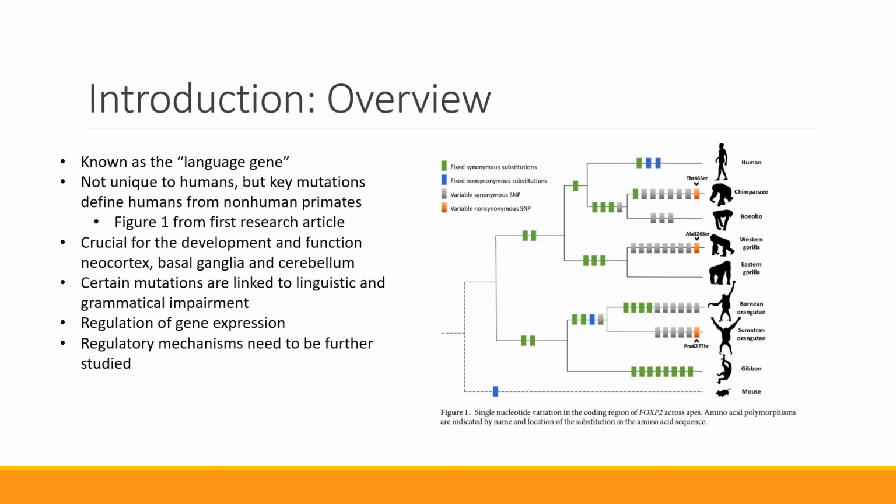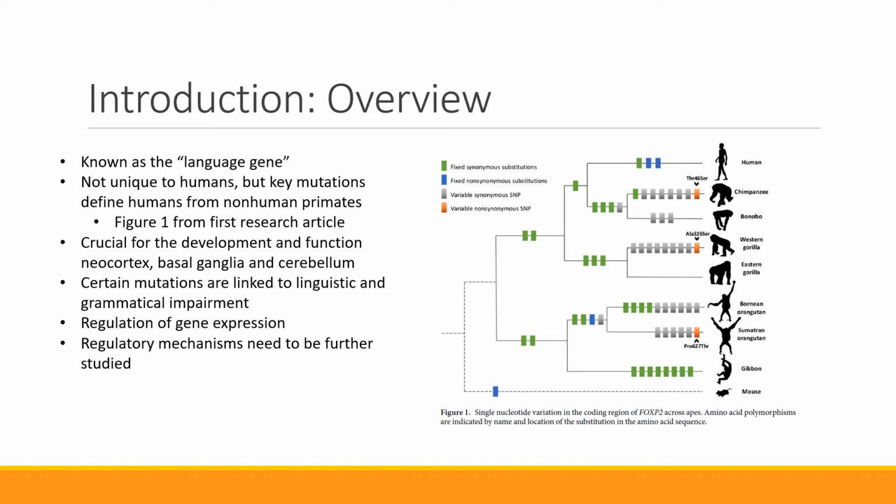The foxp2 gene is shown to be genetically linked to the development of language and is hence dubbed as the language gene. Research has shown that the foxp2 gene is not unique to humans, but can be found in many species from chimpanzees to mice. However, the foxp2 gene that humans carry is distinct in its specific version or its mutation.